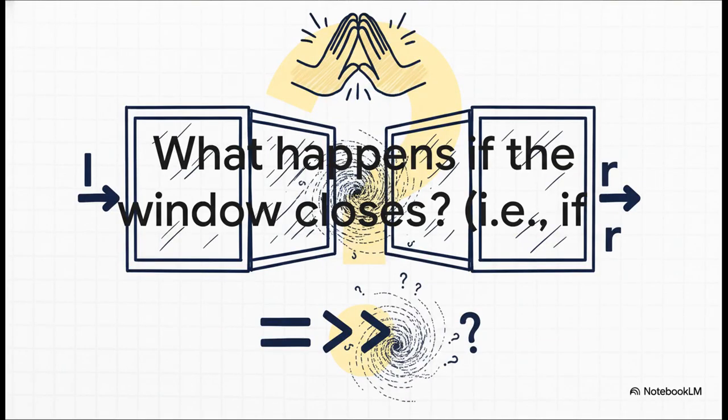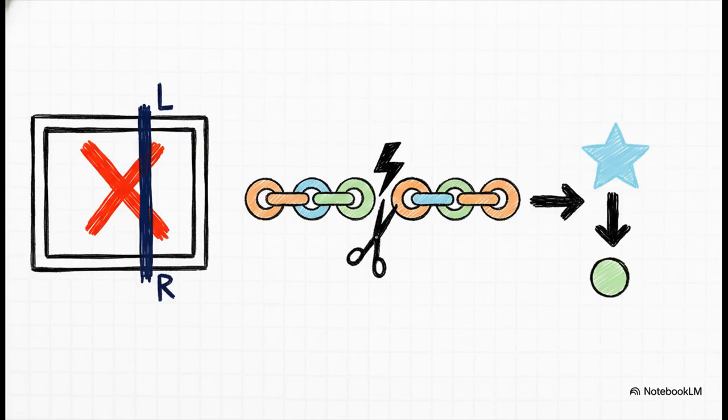Okay, but this brings us to the most critical question of the entire algorithm. What happens if that window closes completely? What does it mean if our lower bound, L, actually crosses over and becomes bigger than our upper bound, R? What happens when our safe zone just vanishes? And the answer is just so clever.